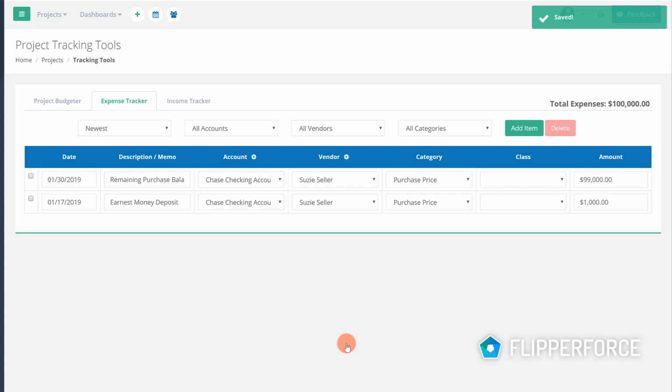In the expense tracker, you can now see that we have an initial earnest money deposit of $1,000 that was paid to the seller when we initially made our offer, and then we have a second payment of $99,000, which was a remaining balance paid at closing, for a total of $100,000 in purchase expenses.